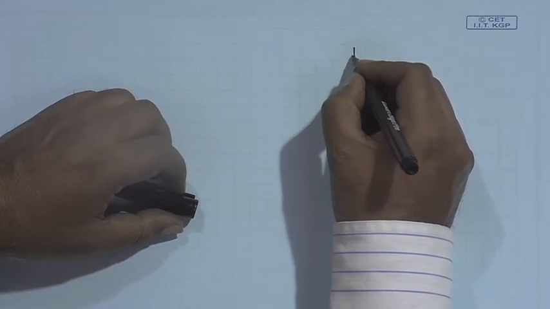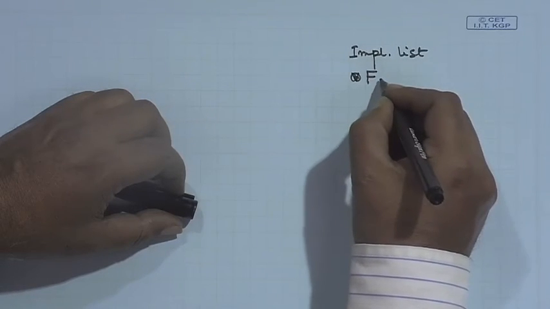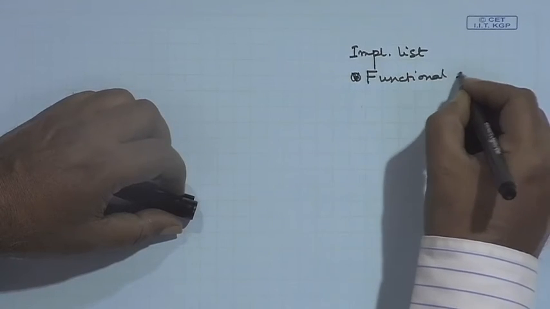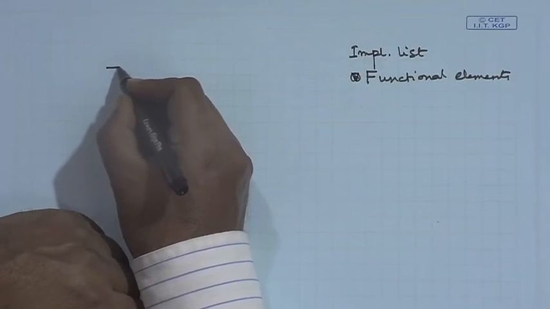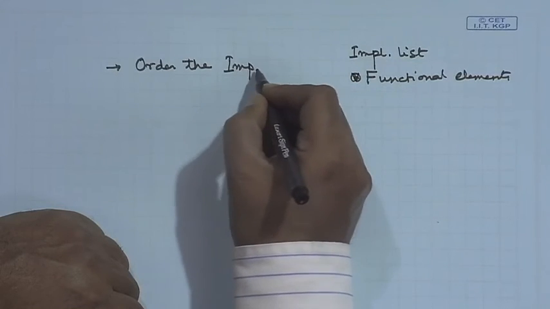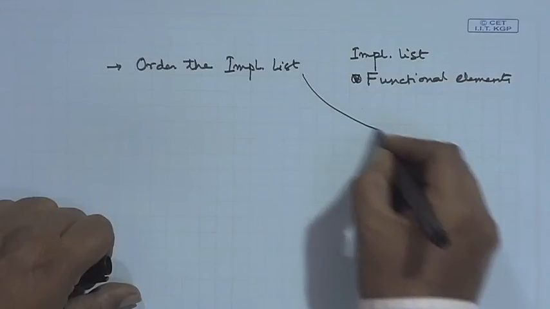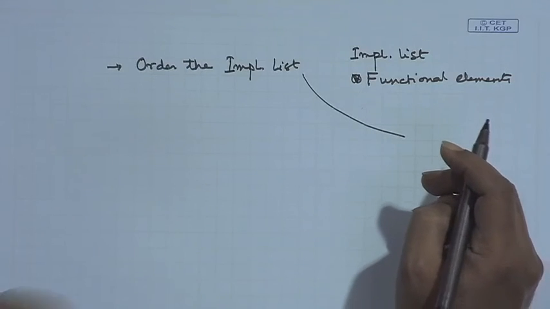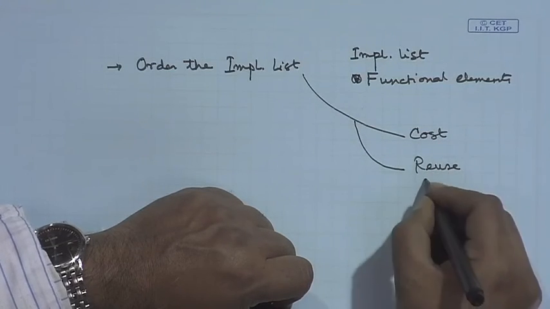You will have some implementation list. And you have got the functional elements. All right. So, maybe heuristically you will have to first order the implementation list, maybe based on their cost, maybe their reuse potential. As you do it, this is something I forgot to mention. We look at the cost and also there is another issue of looking at the reuse potential.